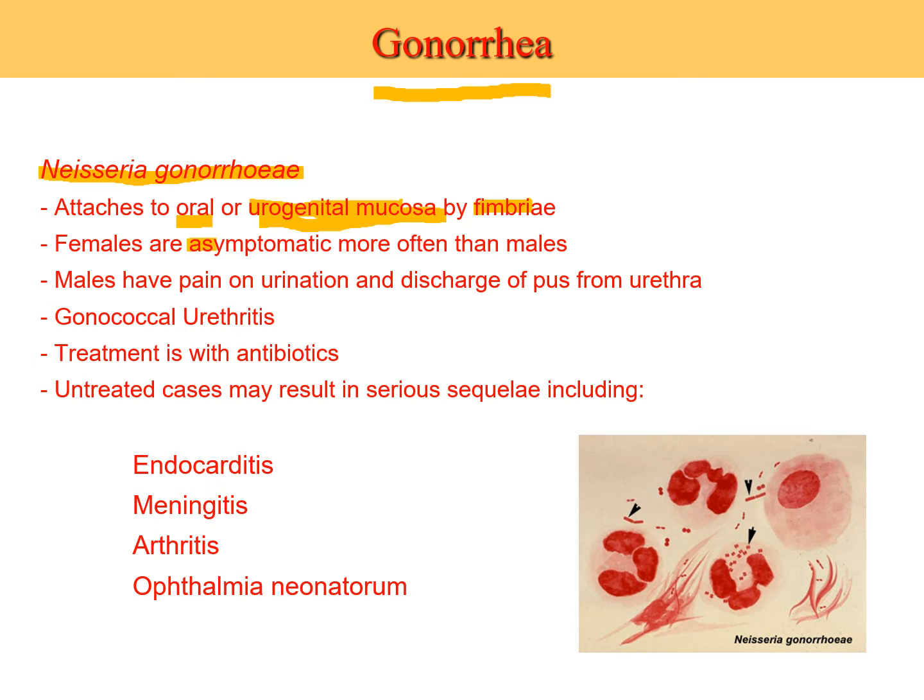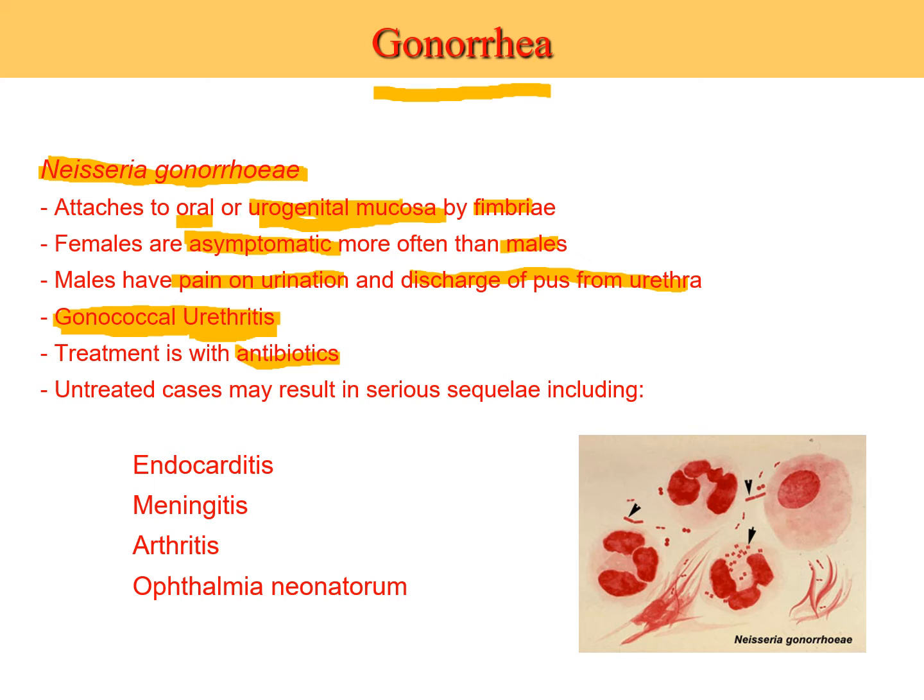Females often are asymptomatic despite being infected, more frequently asymptomatic than males. Males infected with this organism would have pain when urinating and can have a discharge of pus from the end of the urethra. This kind of inflammatory infection with Neisseria gonorrhoeae is called gonococcal urethritis. There are many potential causes of urethritis, or inflammation of the urethra, but if it's due to Neisseria gonorrhoeae, then it's called gonococcal urethritis and can be treated with antibiotics.